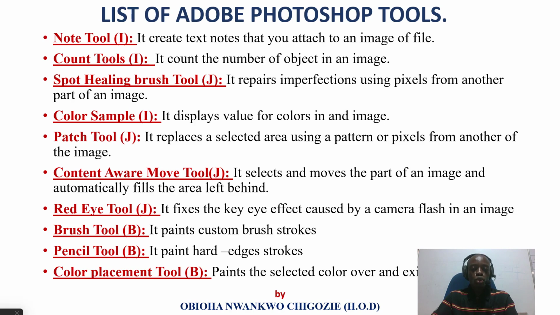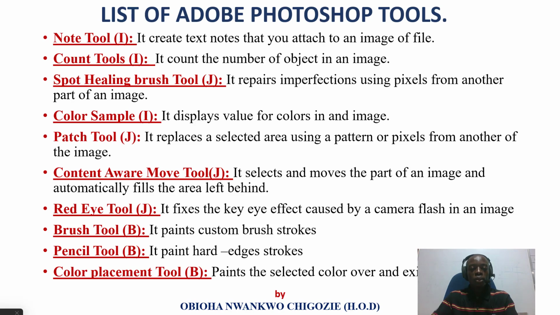Okay, these are the tools that we use to edit images, like the one here, for example, cutting Buhari's head and replacing it with another man's head, cutting Osibanjo's head and replacing it with another man's head. These are the memes that we do online, which can be manipulated with Photoshop. Have color sampling, display values for colors in an image.